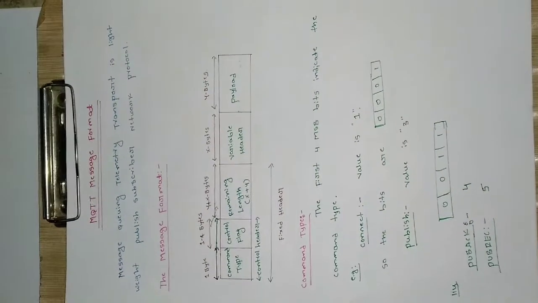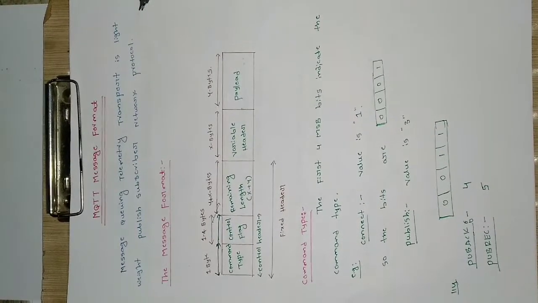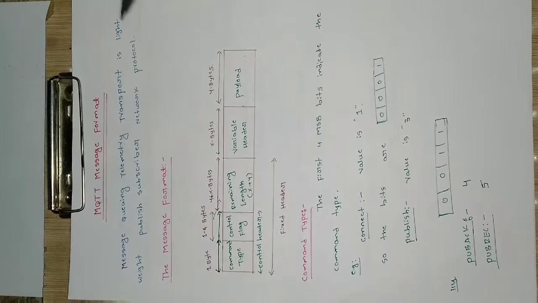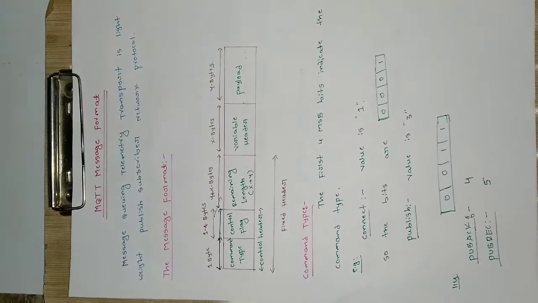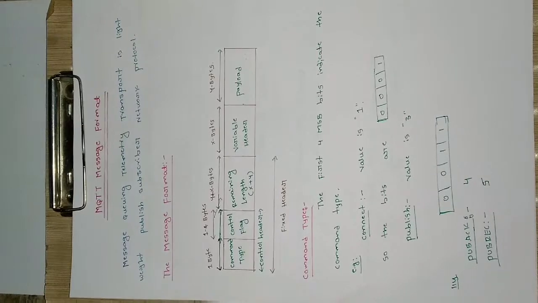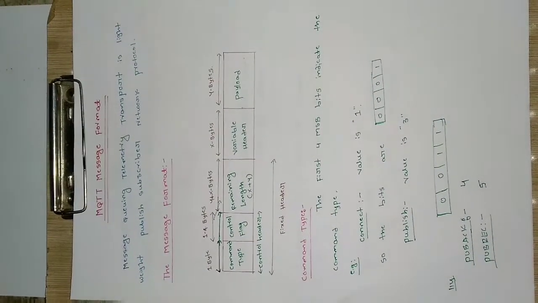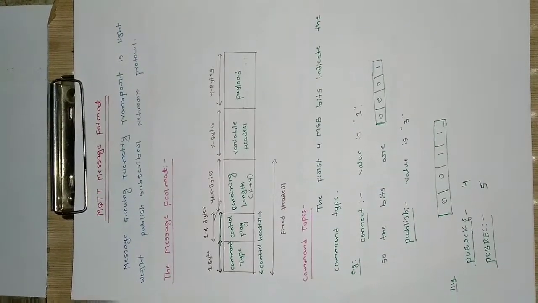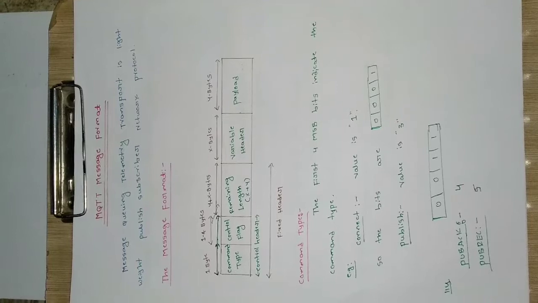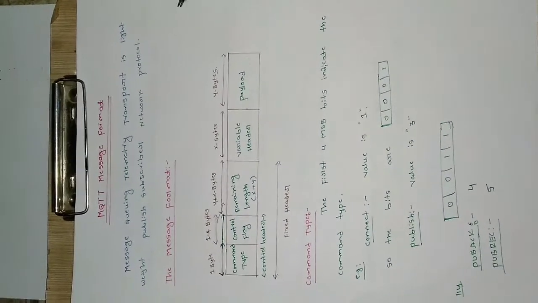Message Queuing Telemetry Transport is a lightweight publisher-subscriber network protocol. As I have shared, MQTT is a type of publish-subscribe model where you subscribe to a particular topic so that the data will be provided to you by the broker. Its name is Message Queuing Telemetry Transport, also called MQ Telemetry Transport. Now coming to the message format.